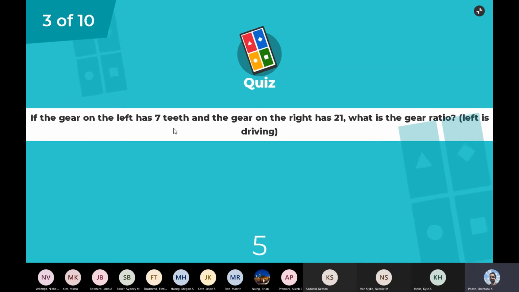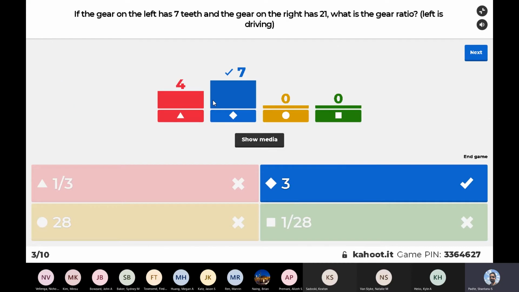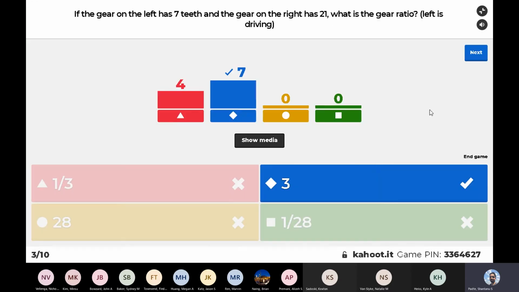The gear on the left has 7 teeth, and the gear on the right has 21. What's the gear ratio? Left is driving. This is where your motor is. Yep, that's good. We've got 21 over 7. Think of it this way: it's output over input. This is the output, this is the input. Output over input. You get 3 over 1. That's good.